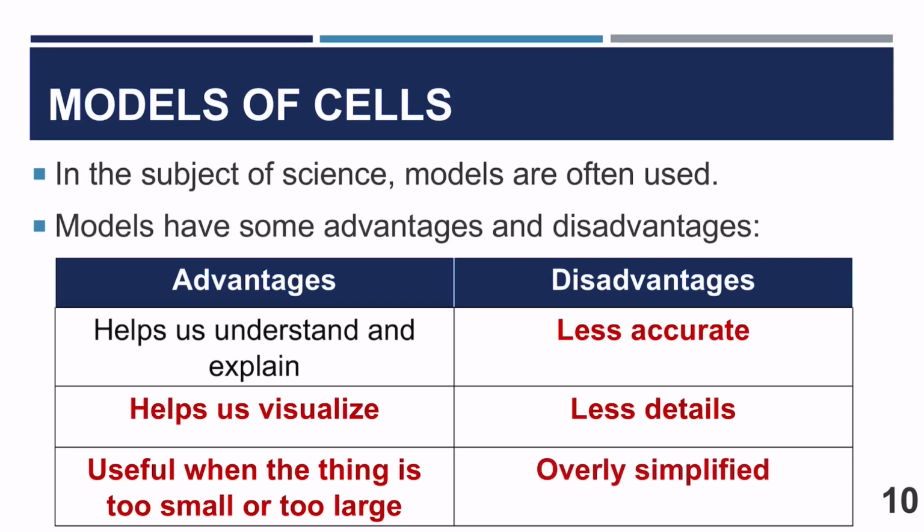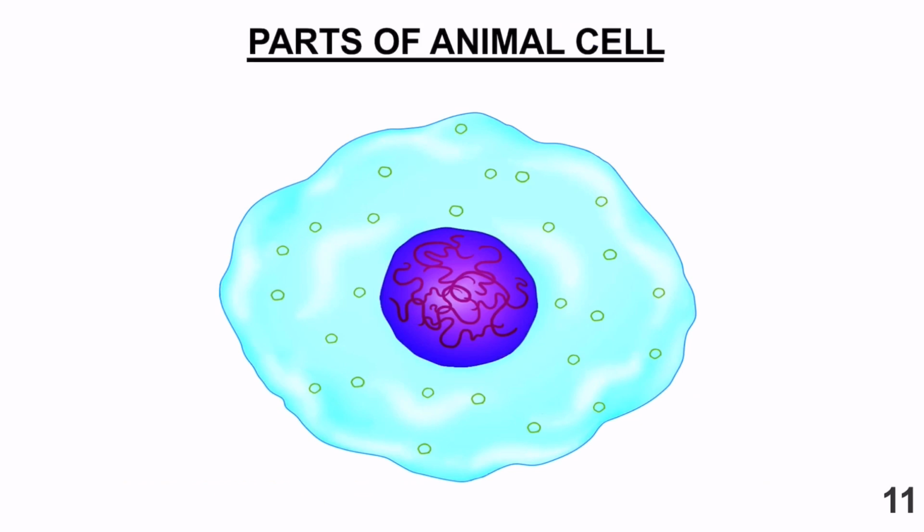So a model can only tell you so much, but for different cells you might need to read up a bit more in order to understand what exactly can be found within a cell and what exactly is the shape and size. In the previous lesson we went through the different parts of a cell. So just a quick recap.